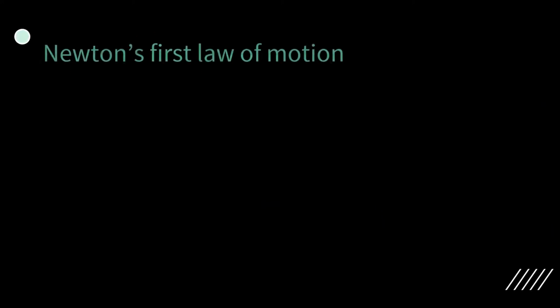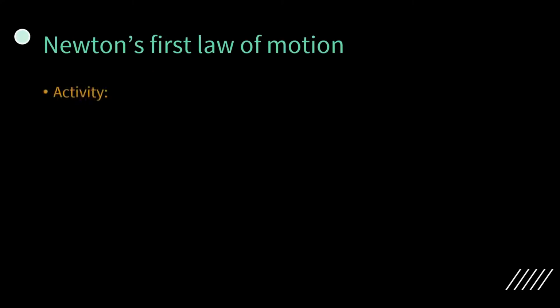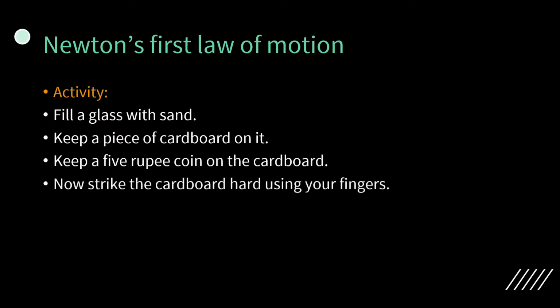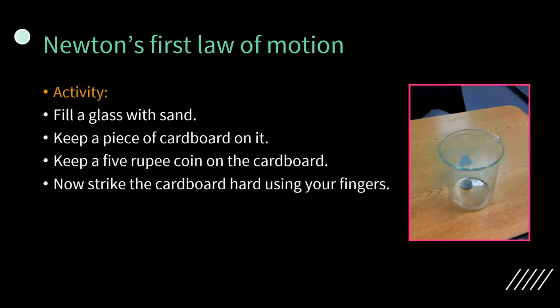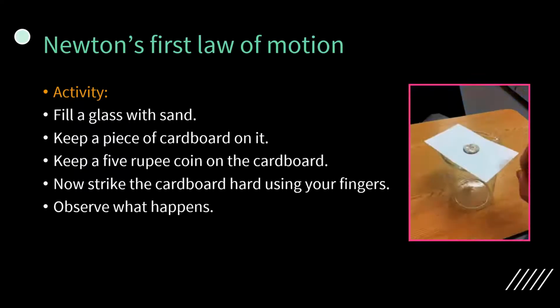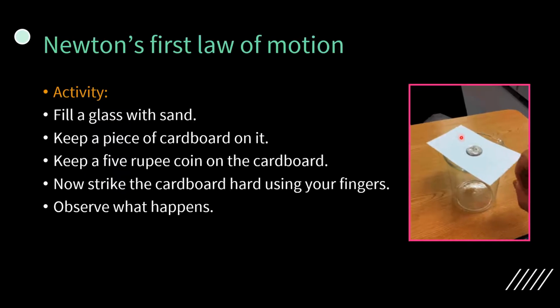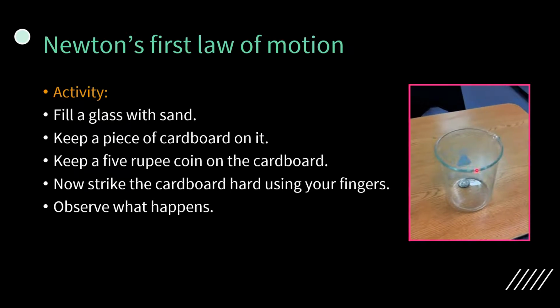Let us begin with Newton's first law of motion by doing an activity. Children, take a glass and fill half of it with sand. This is optional. You can either fill it or leave it empty. Keep a piece of cardboard on it covering the glass and keep a 5 rupee coin on the cardboard. Now strike the cardboard hard using your fingers, like flick it off. Observe what happens. As you can see in the picture, when the cardboard is flicked off, you will see the coin falling straight into the glass.